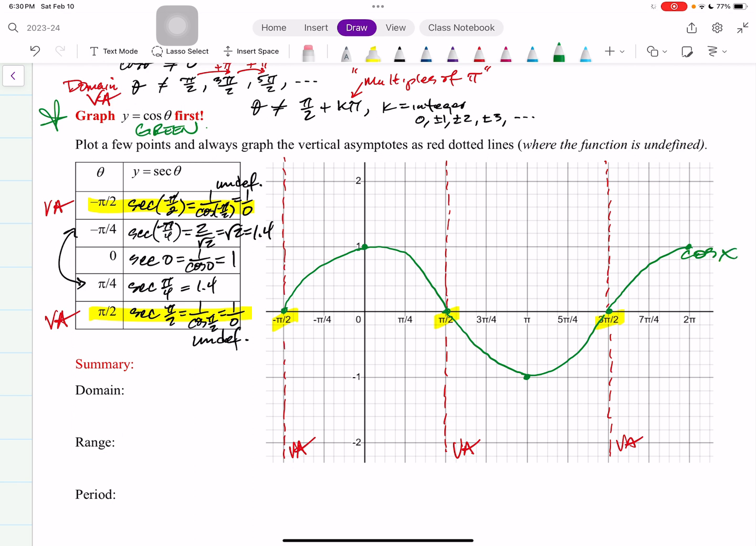Now, why would I have you graph cosine? It's to help you understand what's going on. As you guys know, cosine's range right here is negative 1 to 1. The minimum is negative 1. The maximum is 1. This is the range of cosine. And notice that we have values of secant that are outside that range, that are greater than 1, greater than 1 in this example.